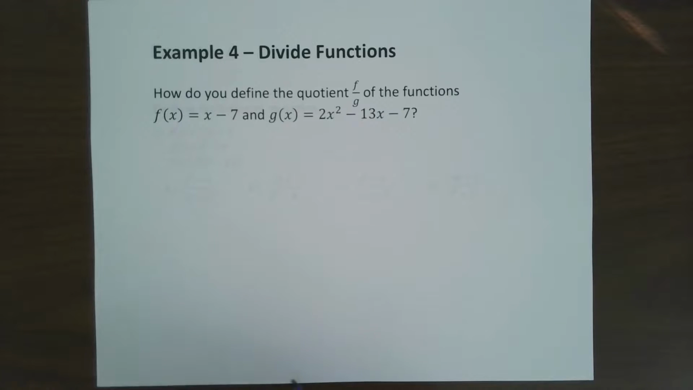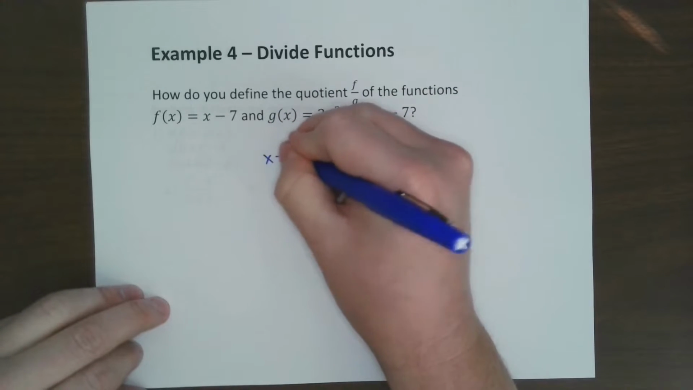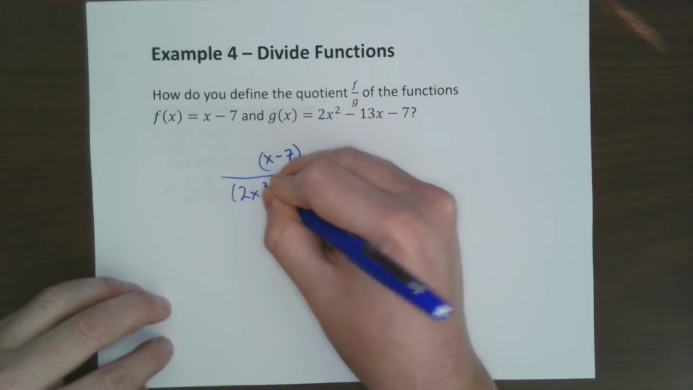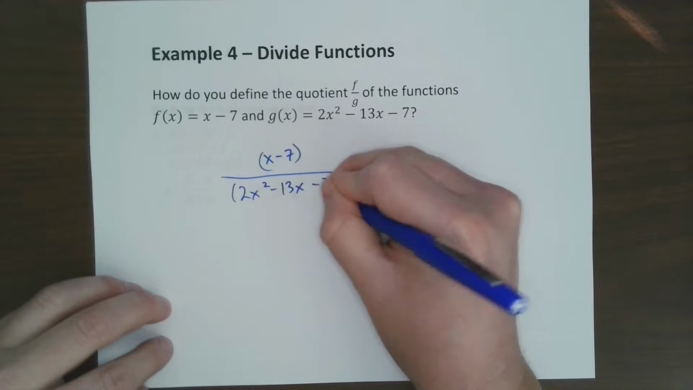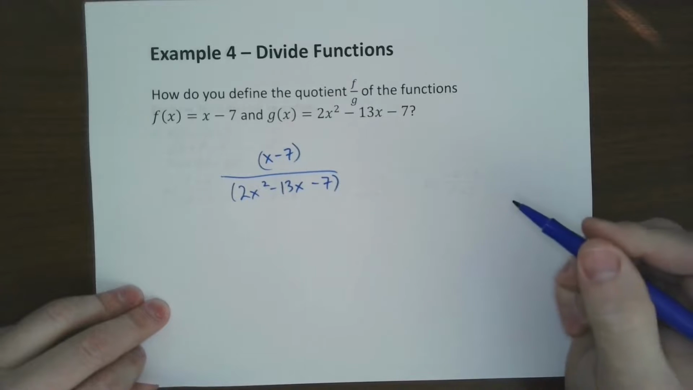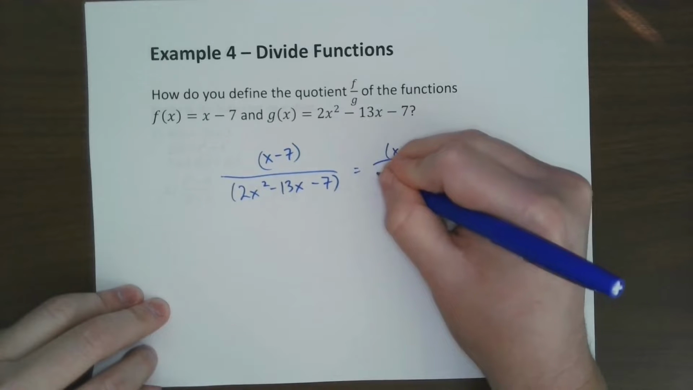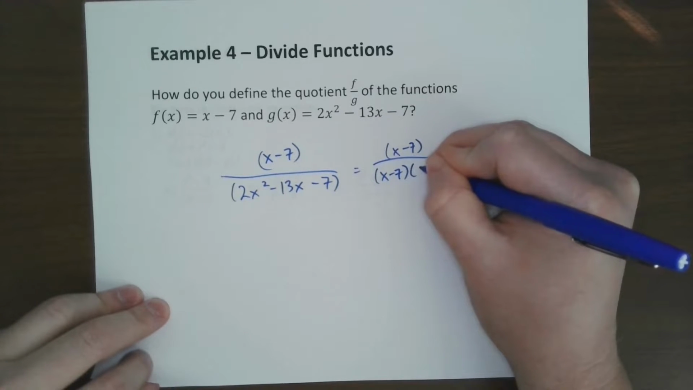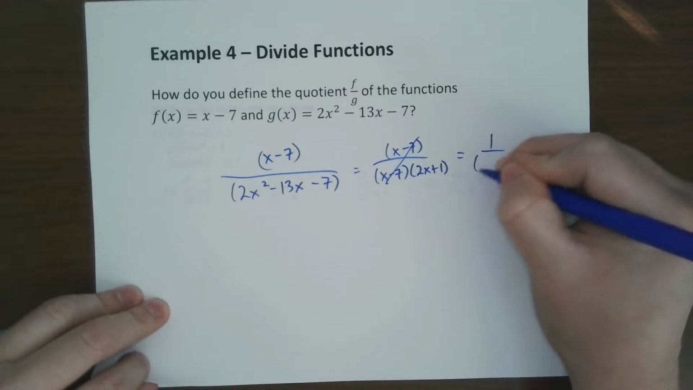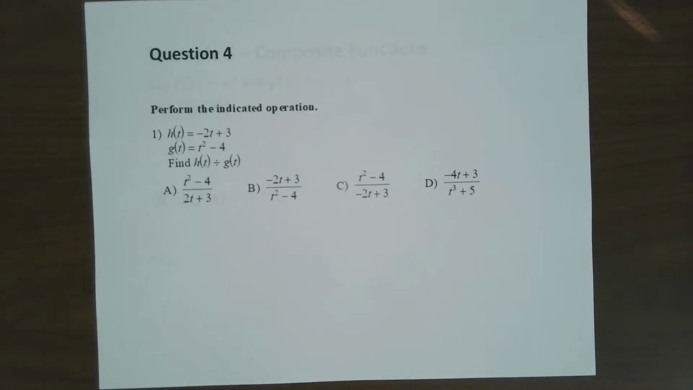So dividing functions, basically, we're going to write it as f over g. So we're going to go x minus 7 over 2x squared minus 13x minus 7. So just like with the rational expressions, we have to factor and then see if we can cancel. So this factored ends up being x minus 7 over x minus 7 times 2x plus 1. So these cancel, so you're left with 1 over 2x plus 1. Go ahead and try this problem.